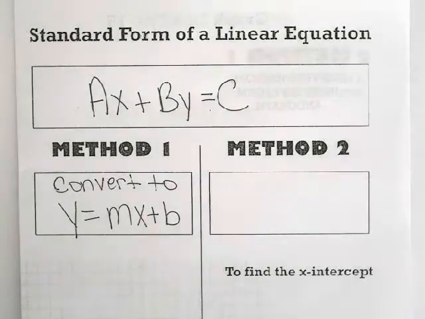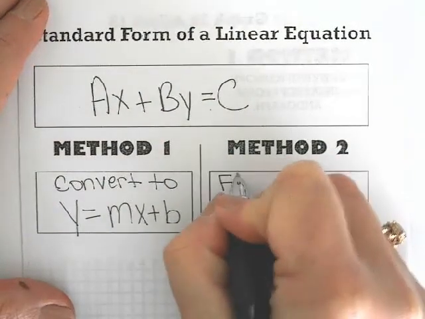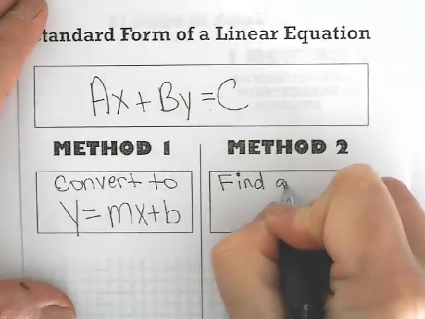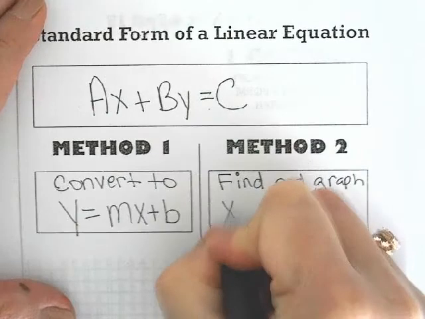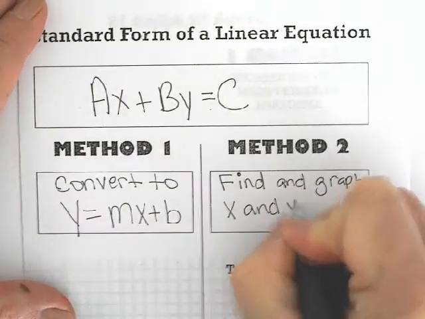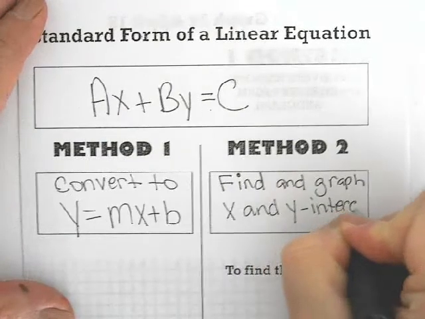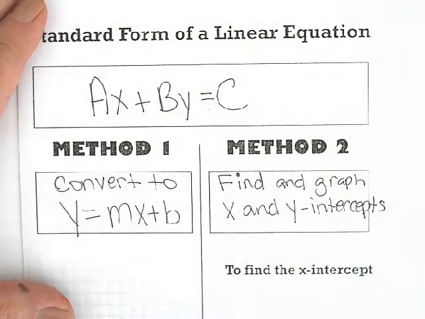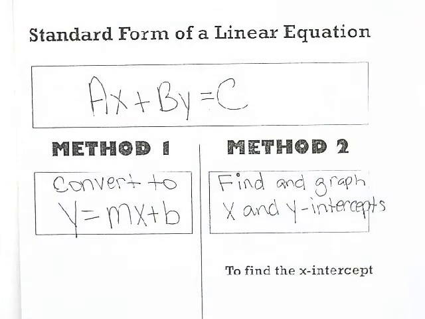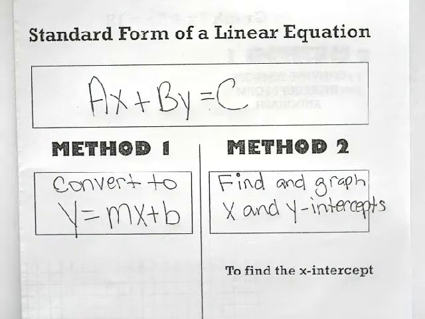Method two is to find and graph x and y intercepts, which you can see in Schoology on the anchor chart, and it's hanging in my classroom. Usually that's what we do: we find the x and y intercepts and then we graph it. So two methods. When you work out problems, you decide which one you want to do. If some of you are having problems converting your standard form to y equals mx plus b, then maybe method two would be the way to go.